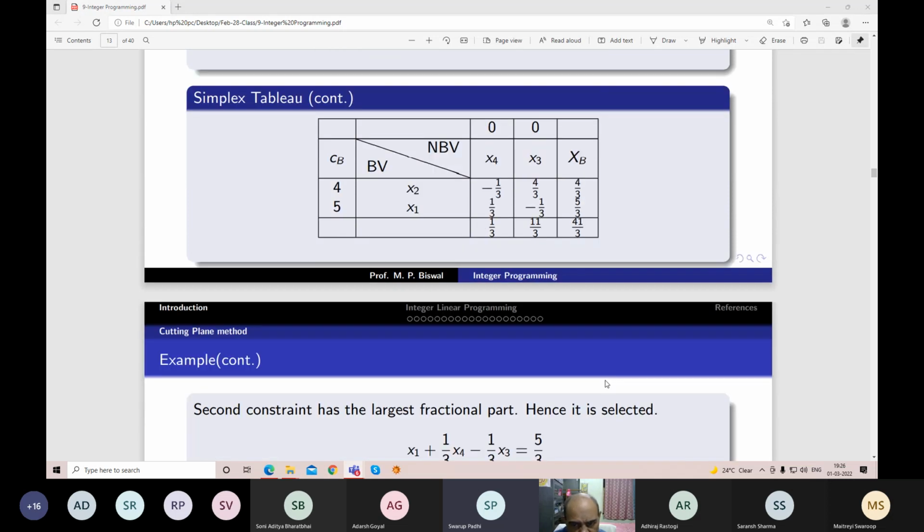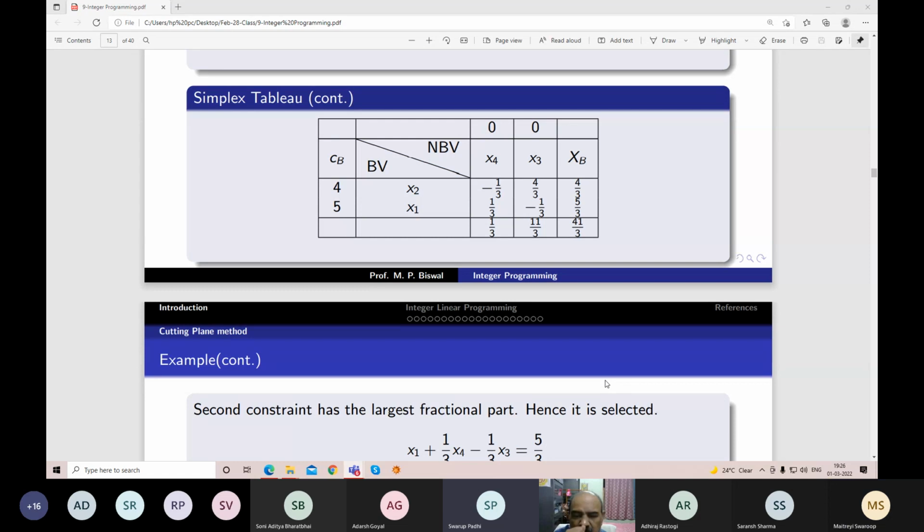This is the optimal solution. Okay. What is the sum of the basic variables in the optimal table? This is optimal for non-integer, not for integer. What are the basic variables here? X1, X2, and the sum of the basic variables. How much? 4 by 3 plus 5 by 3. How much? 9 by 3, 3. And the product? 20 by 9. 20 by 9. Okay.